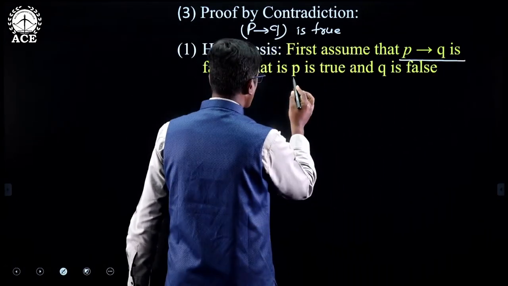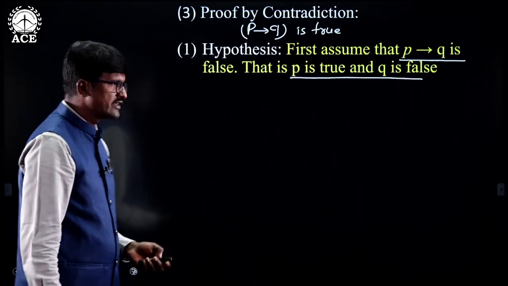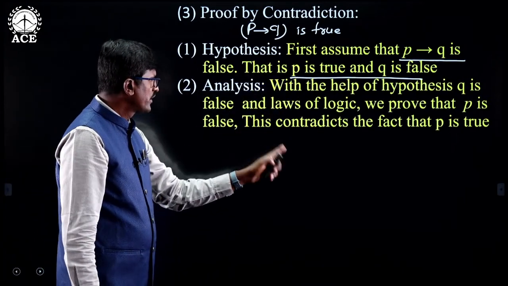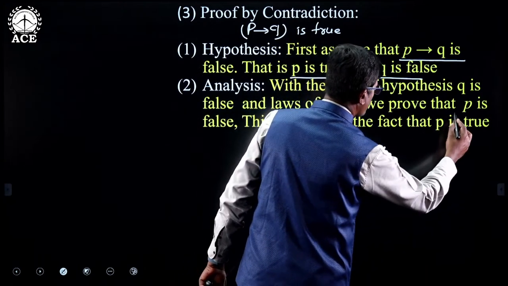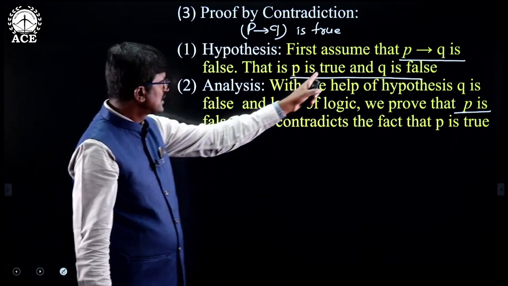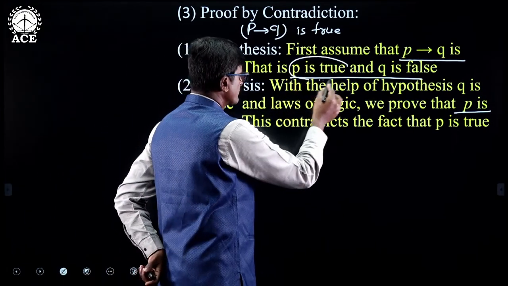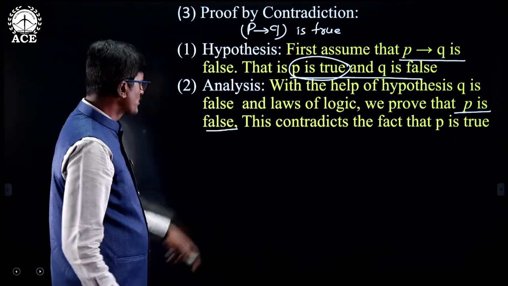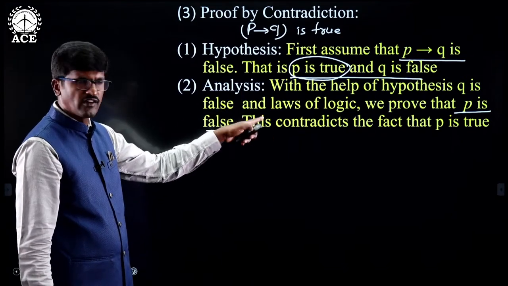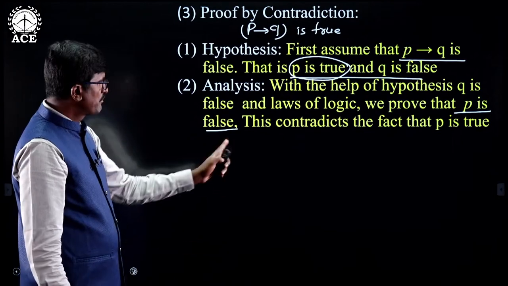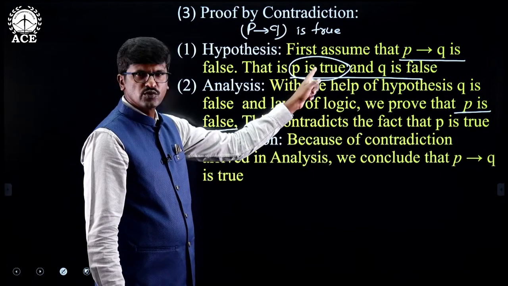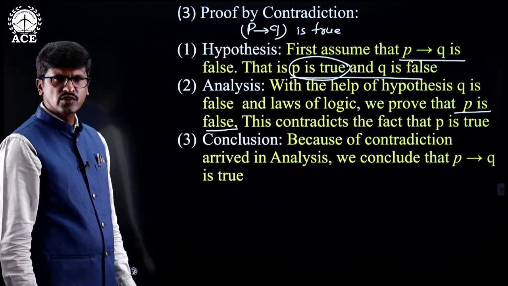So P conditional Q is false means P is true and Q is false. Then in the analysis, with the help of the hypothesis, we are going to prove that P is false. Now actually what is P? P is true. But with the help of P is true, we are going to prove that P is false. With the help of laws of logic and all the formulas, we prove that P is false. But we have to get P is true, right? So here, P is false is a contradiction to the hypothesis.